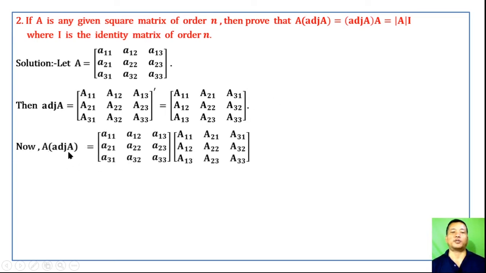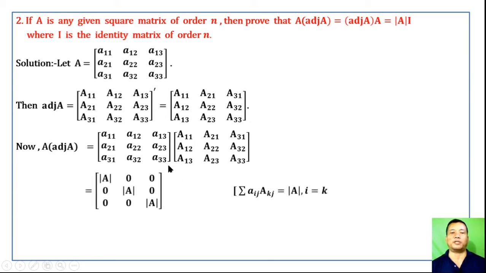Now A into adjoint A. We cross multiply and take the first row and first column, and we get the determinant of A. For a square matrix, the determinant can be expanded along the first row.